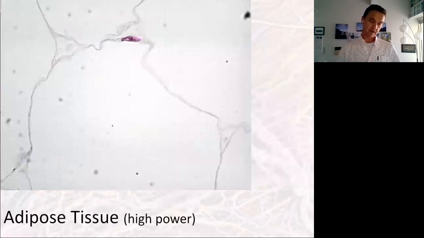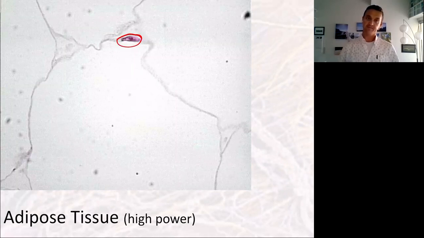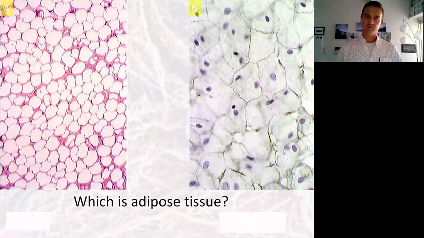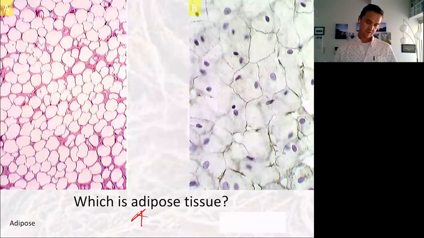Here it is at high power. You can see that little tiny nucleus just totally pushed to the side of the cell. Okay, if you look at these two, then we're gonna go through a series of little questions like this. So it would be best if you just pause at each one, try to figure it out yourself, and then unpause. Okay, so which of these two is adipose tissue? Okay, let's take a look. So A is adipose, right? And what's B? That's our simple squamous epithelium.